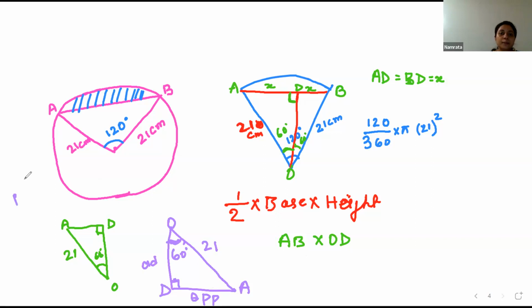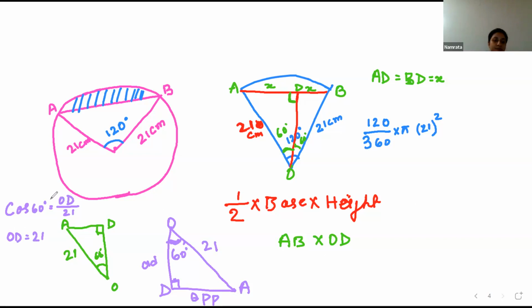What is the value of cos 60? Cos 60 is equal to adjacent, that is OD, by hypotenuse, that is 21. From here we will get OD is equal to 21 cos 60. What is the value of cos 60? 1 by 2, or what? 1 by 2. Are you sure?